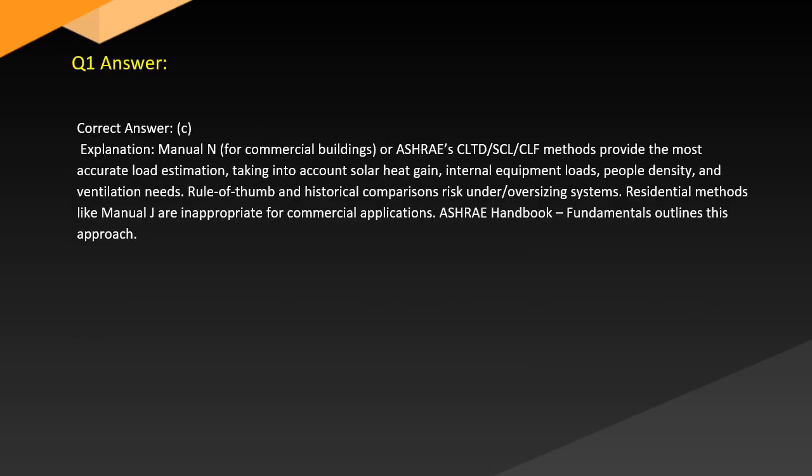Answer. Correct answer: C. Explanation. Manual N for commercial buildings or ASHRAE methods provide the most accurate load estimation, taking into account solar heat gain, internal equipment loads, people density, and ventilation needs. Rules of thumb and historical comparisons risk under- or oversizing systems. Residential methods like Manual J are inappropriate for commercial applications. The ASHRAE Handbook Fundamentals outlines this approach.